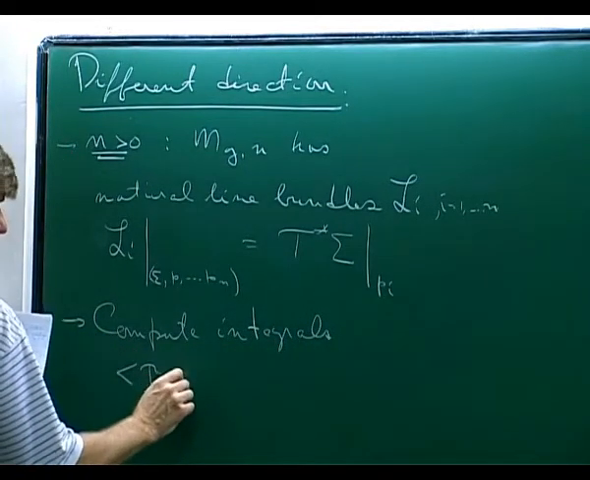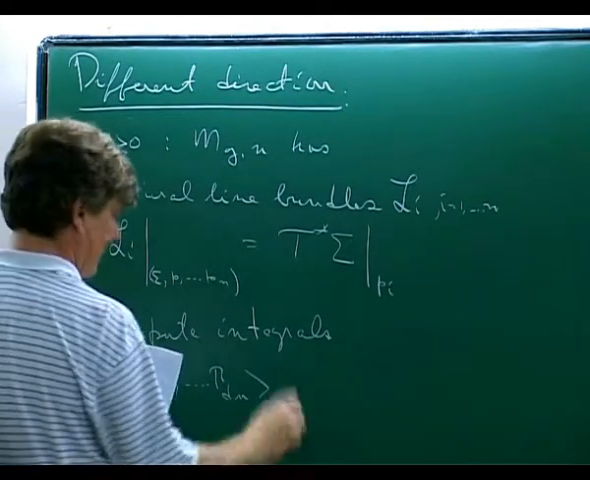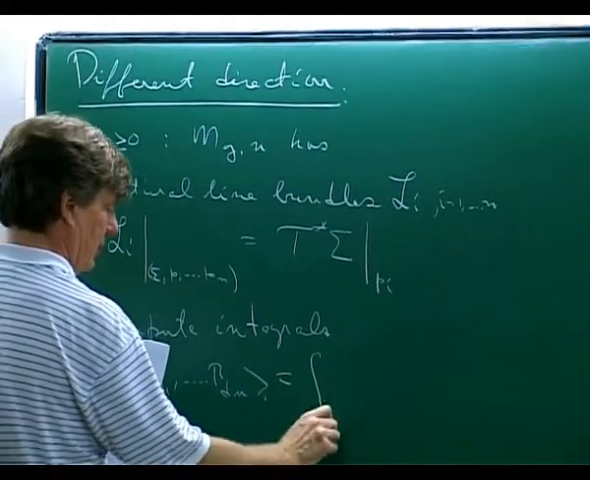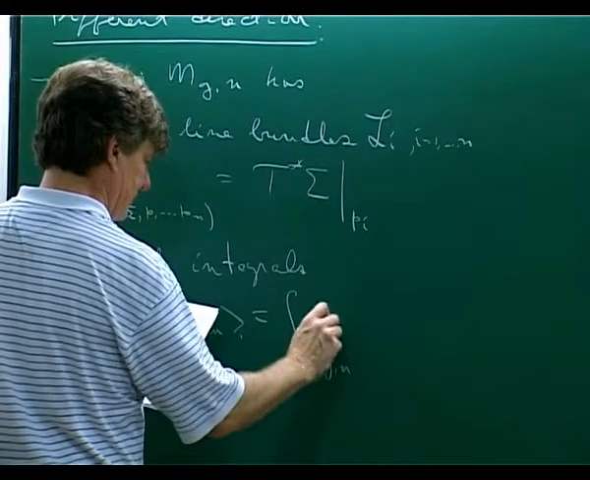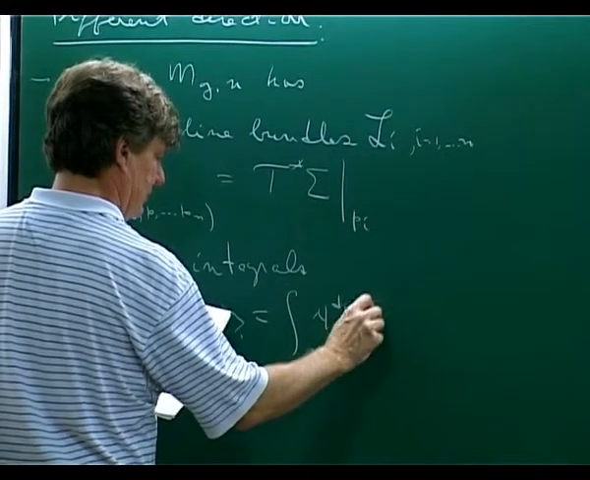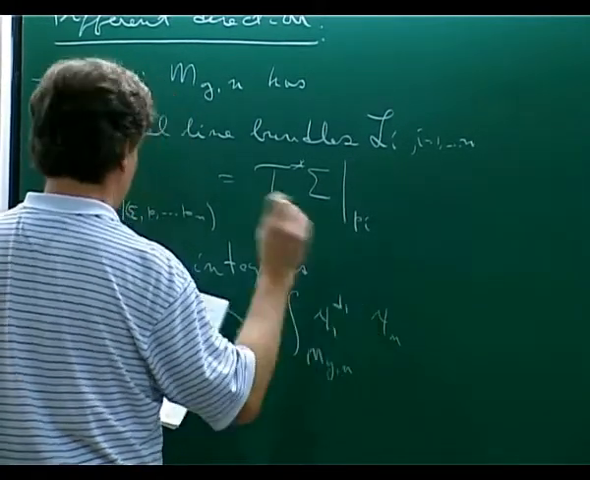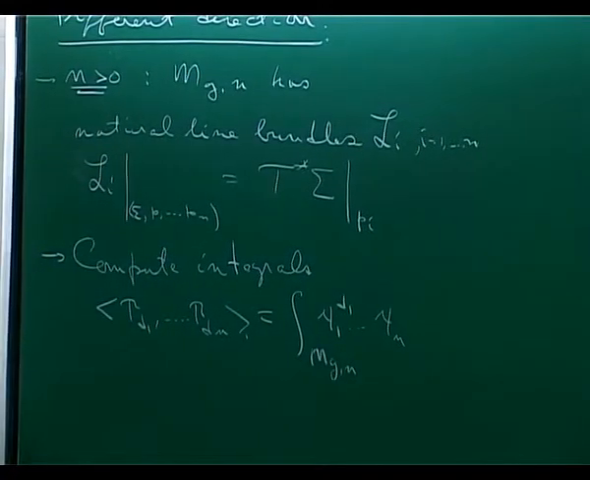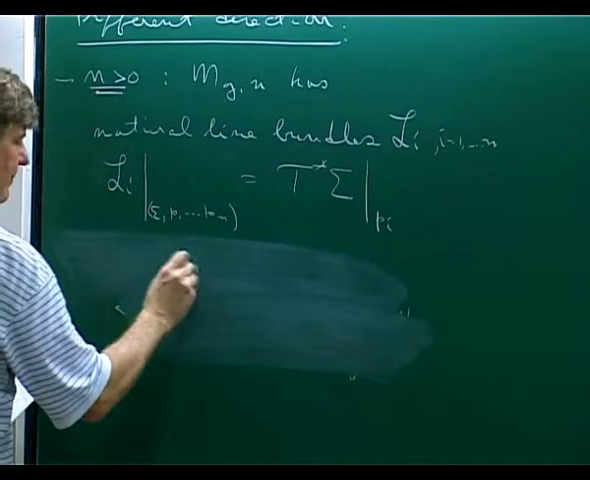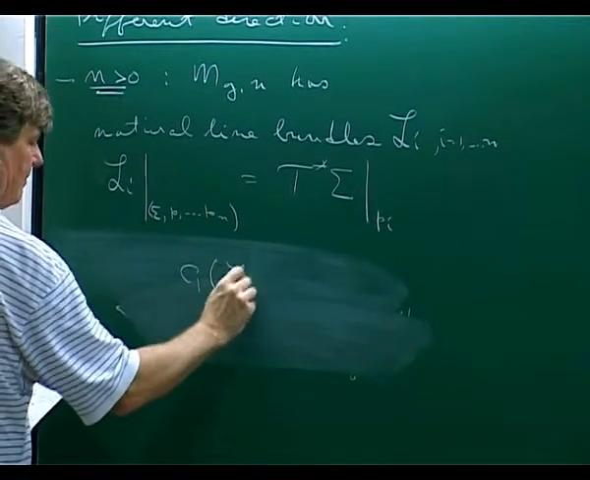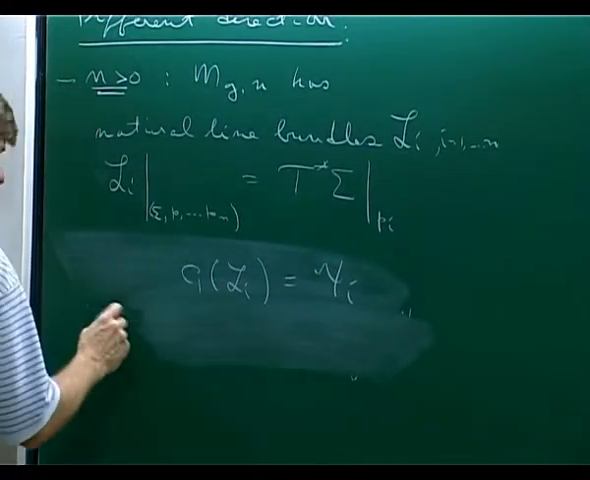So tau d1 down to dn, that's going to be the integral on M_g,n of psi. Oh, oops. I forgot one essential definition. Sorry. These things will have a Chern class, which I'll call psi_i. And now that I've said that, you can compute integrals.